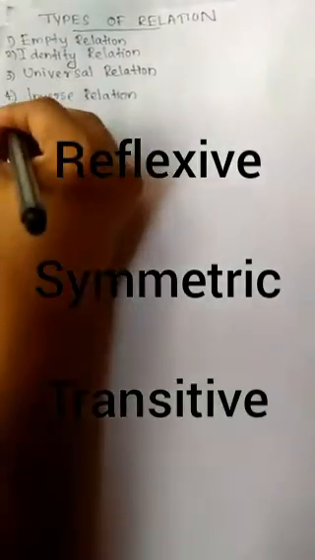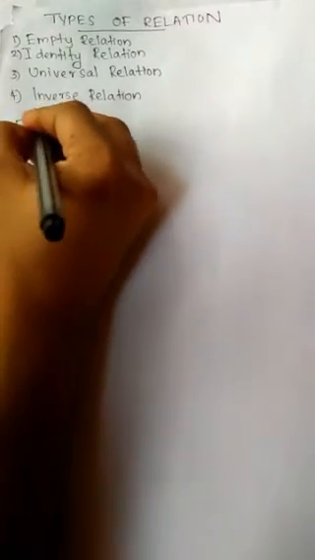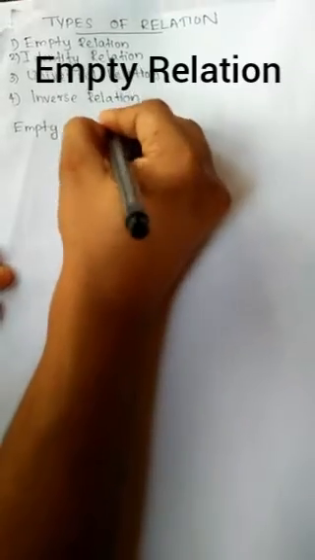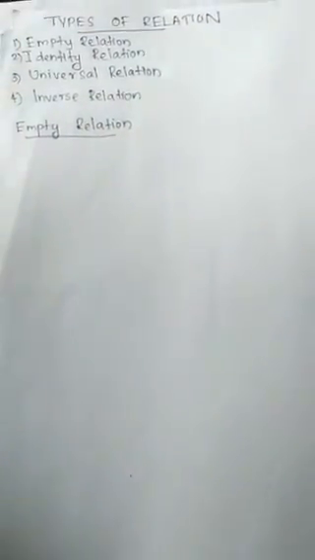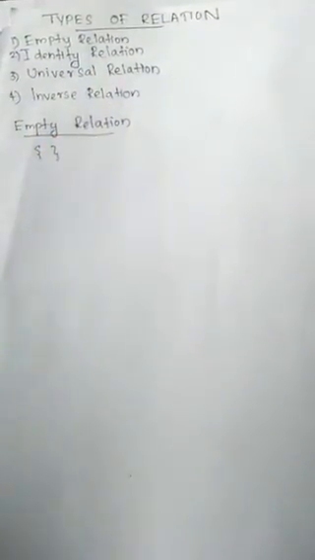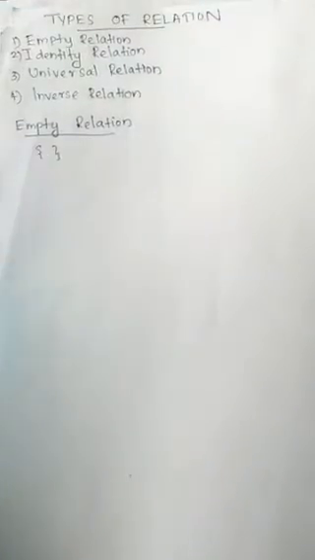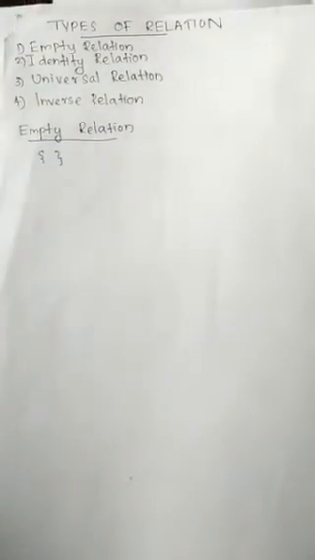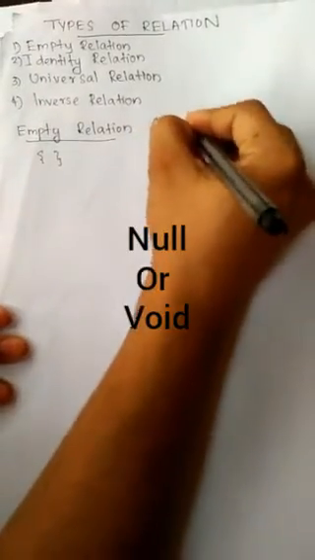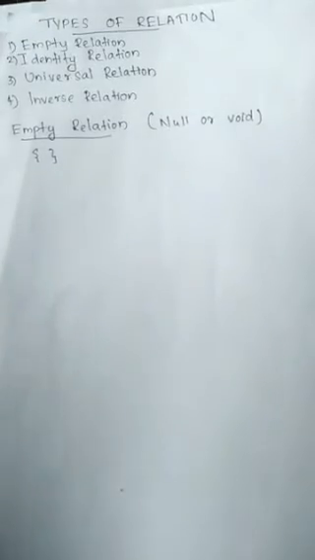First topic, what is an empty relation? From the word itself, it describes something. It is empty. So what is an empty relation? An empty relation is a relation which does not have any value. Other names for an empty relation are null or void. It consists of nothing; not a single pair will be there.